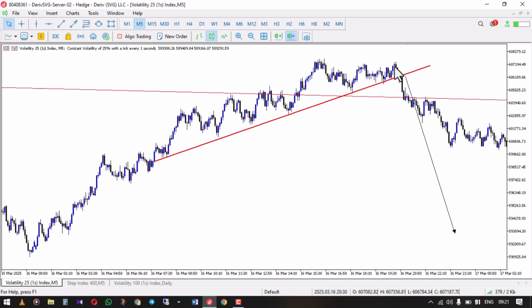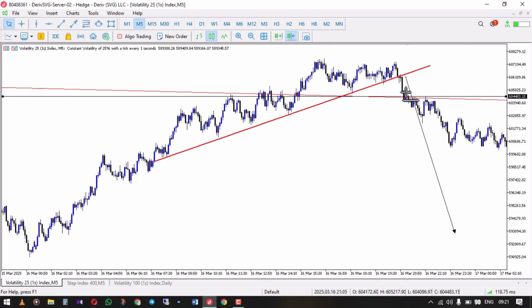What happened next? We saw a break to the downside. And once I saw this break to the downside, it was already established that the market is heavily bearish. We're expecting a sell. What did I do? I entered this market from this zone.